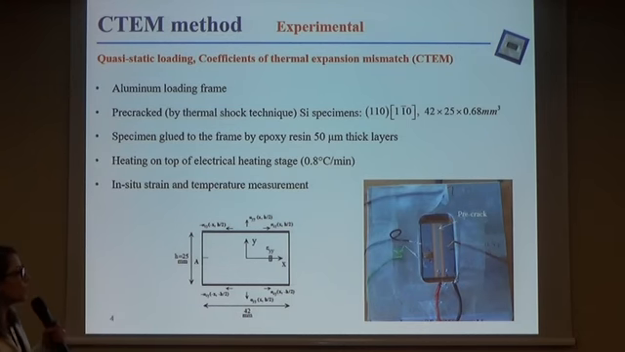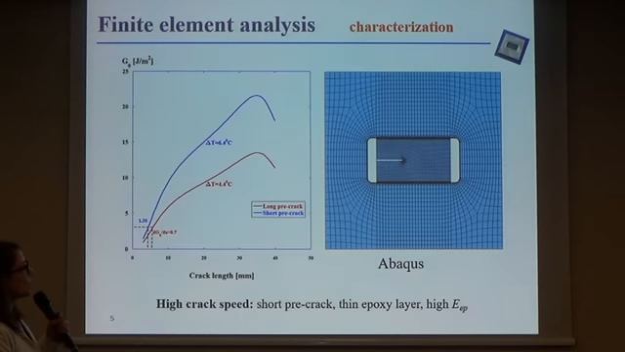To propagate high-speed cracks, we had to determine several parameters in this assembly using finite element analysis. This is our 3D model in Abaqus, and in this curve we can see the change in the quasi-static energy release rate as a function of the crack length. And this is an example of how the pre-crack affects the energy of the crack.